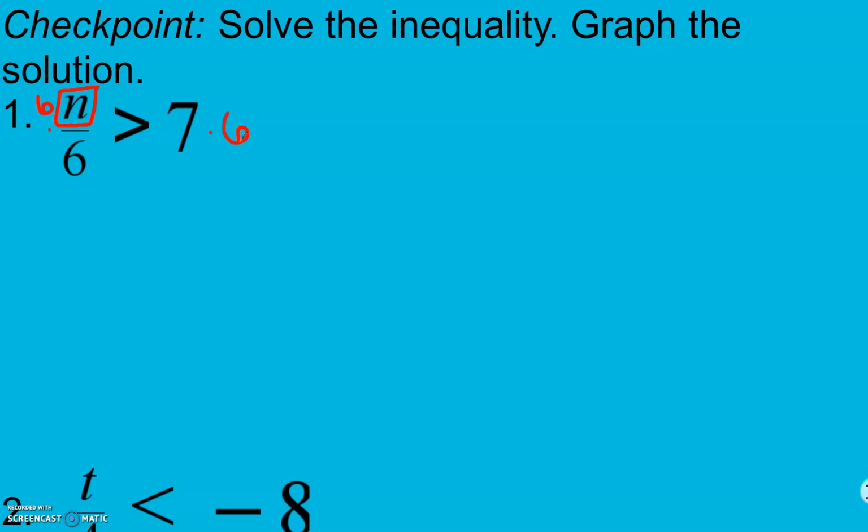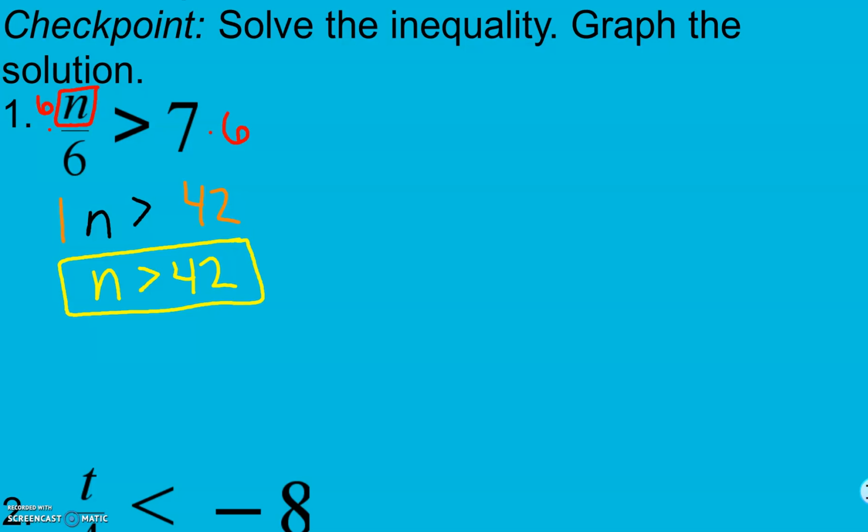Multiply both sides by 6. If we change one side, we have to change both. 6 divided by 6 is 1. 7 times 6 is 42. We didn't change our n, and since we multiplied by a positive number, our inequality stays as well. 1 times n is just n, so we get n is greater than 42.